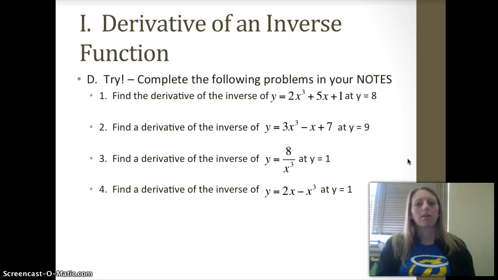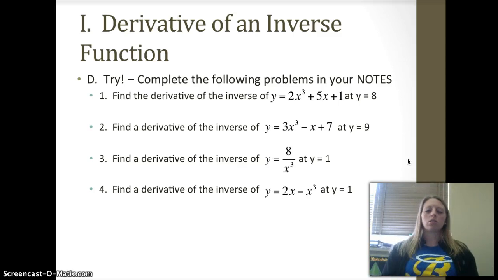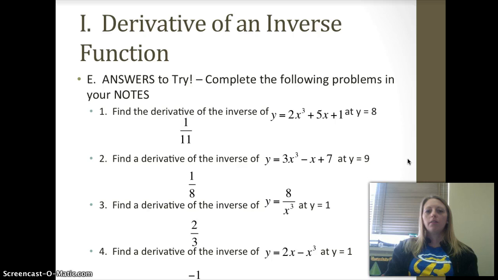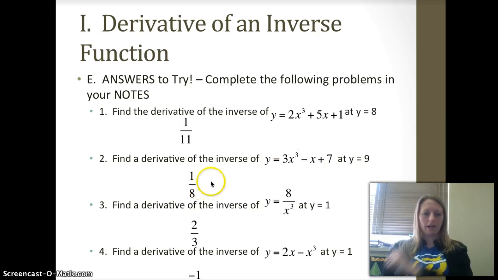So these problems I will not be collecting. You can just do them in your notes. They are your try problems. You do need to complete them all though. So here's our answers: 1 over 11, 1 over 8, 2 over 3, and negative 1.